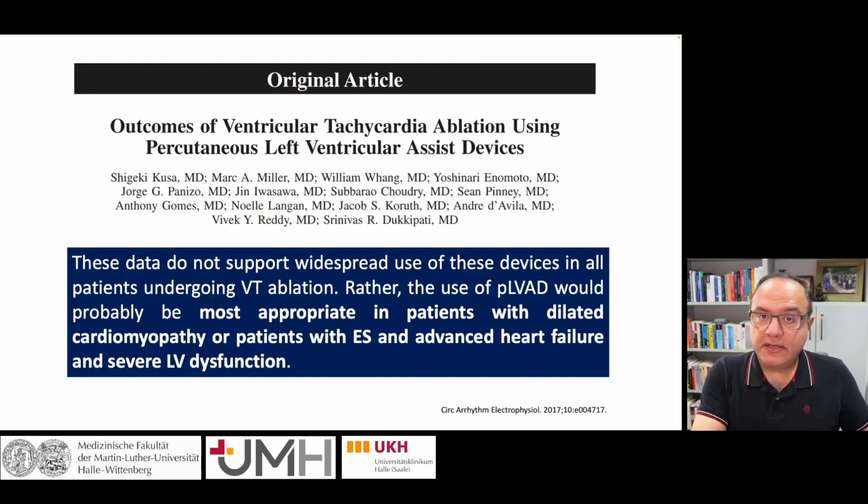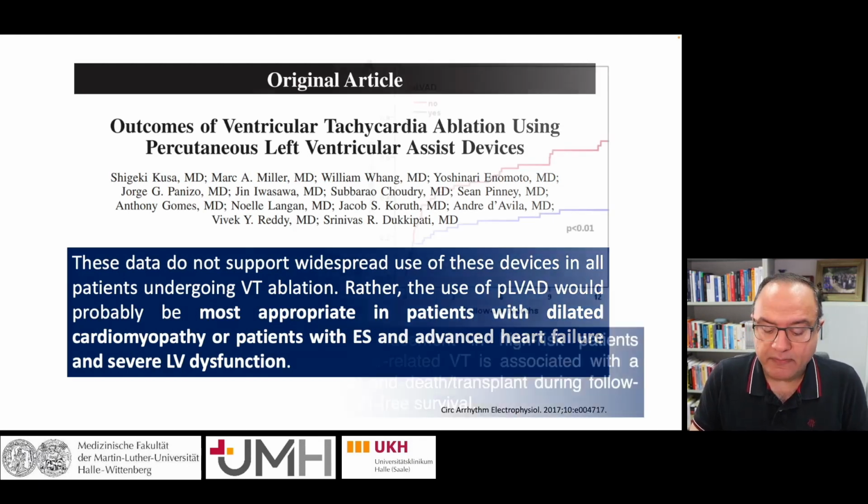As we said, this is exactly like the PAINESD score. We have to select the patients who are at higher risk of hemodynamic deterioration during catheter ablation, so we can plan using hemodynamic support during the procedure.